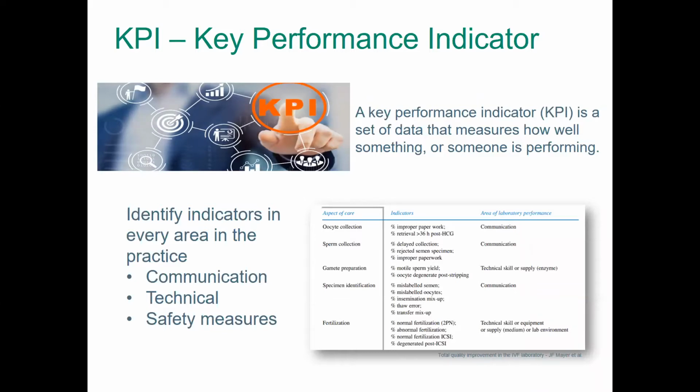So, for instance, let's look at gamete preparation, your motile sperm yield. You set your KPI to know how well you're doing with your protocol. And so you want to always keep track of that. Now that takes into account, obviously, that patients will be different, techs will be different, supplies could be different, but you have to know what you're looking at and why you're looking at it. That's really important. And so that's kind of the starting point of what we're looking at.